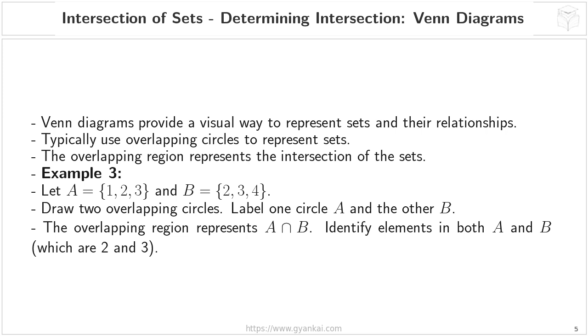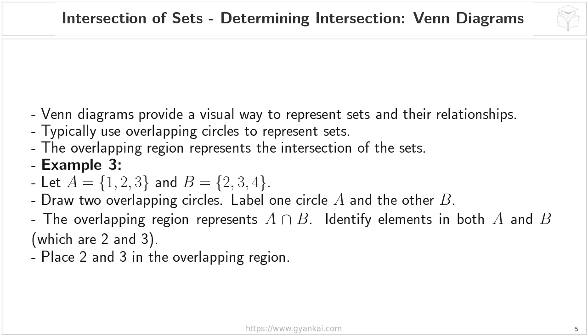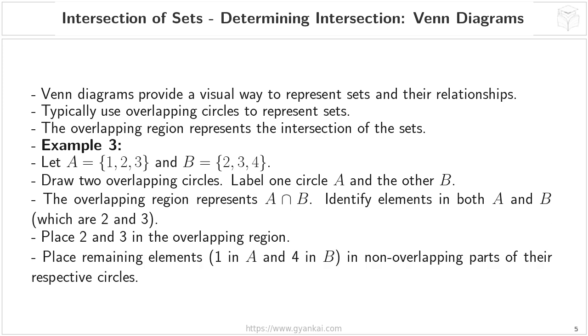Now, let's identify the elements that are in both A and B. Looking at our sets, we can see that the numbers 2 and 3 are present in both A and B. So, we place the numbers 2 and 3 right in the overlapping region of the Venn diagram. This visually shows us that these are the elements that belong to both sets. Next, we have the elements that are unique to each set. The number 1 is only in set A, so we place it in the part of circle A that doesn't overlap with circle B. Similarly, the number 4 is only in set B, so we place it in the part of circle B that doesn't overlap with circle A.